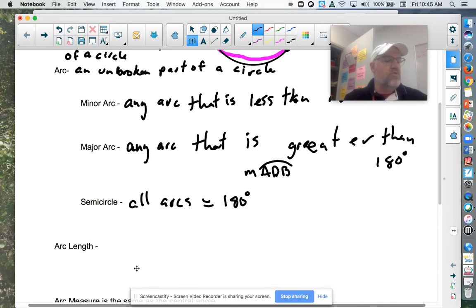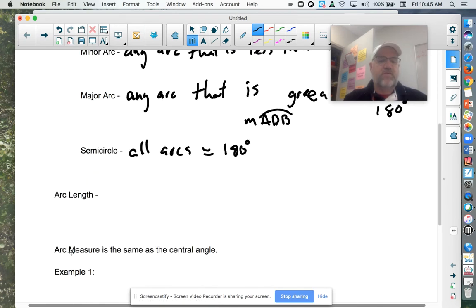So we know that the arc measure is the same thing as the central angle. I already talked about that. I want you to put a little note here, just a little highlight here. I mentioned that up there, but it's a key piece, and we're going to need that information to figure out arc length.